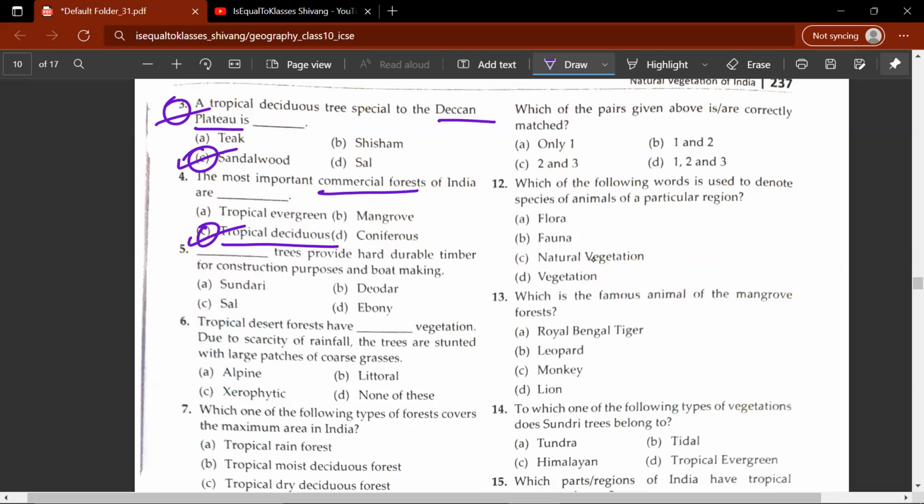The fifth question, dash trees provide hard durable timber for construction purposes and boat making. So the correct answer for this would be Sundari trees. Sixth, tropical desert forests have dash vegetation due to scarcity of rainfall. The trees are stunted with large patches of coarse grasses. So the correct answer for this would be C, xerophytic. They are xerophytic in nature.